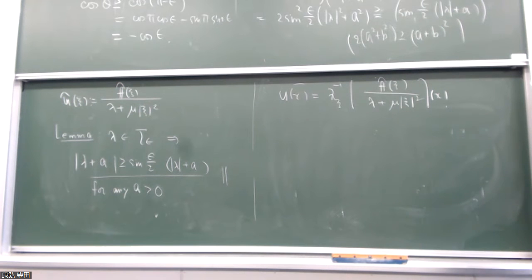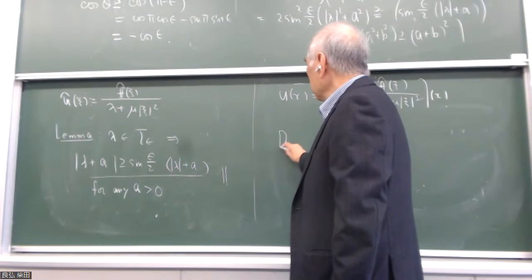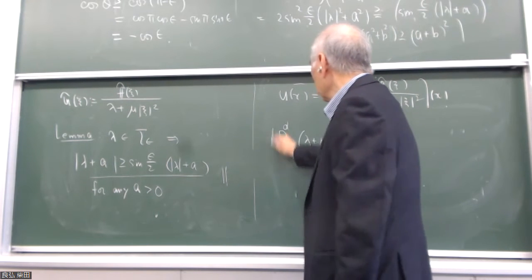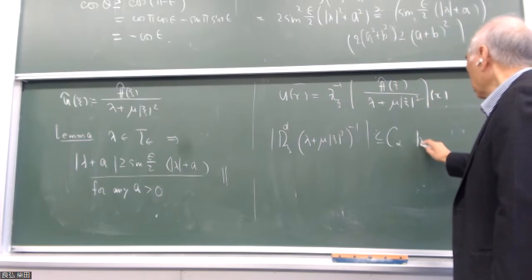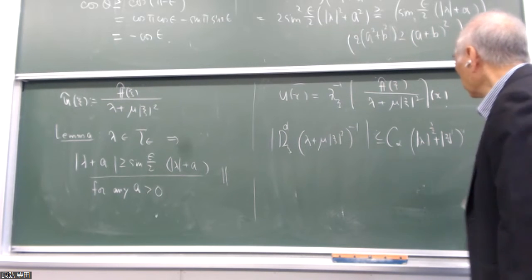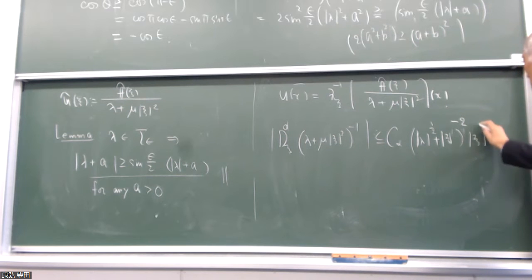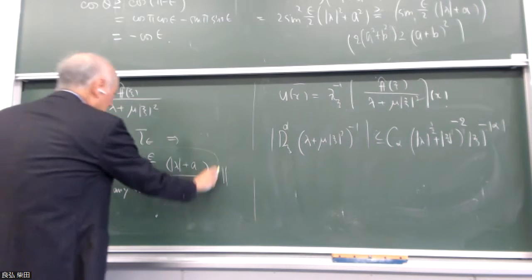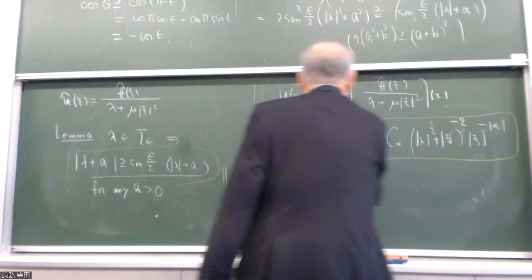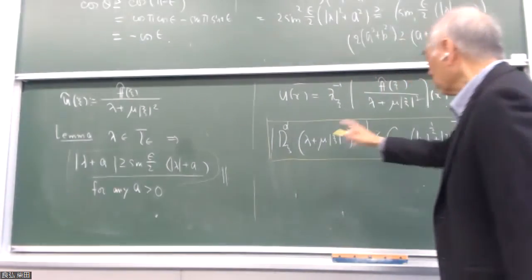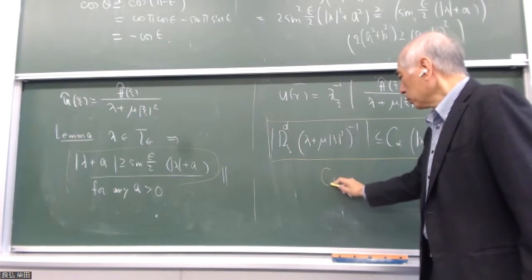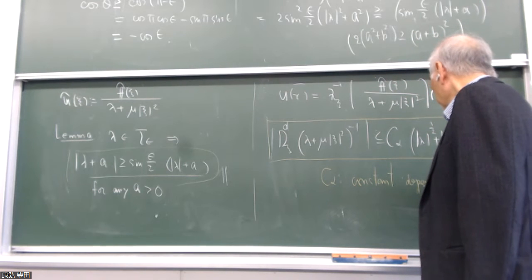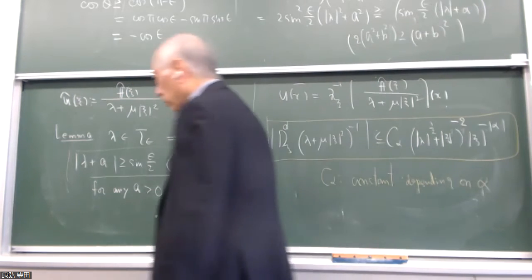Therefore, what we have to check is the multiplier condition. We can show this inequality by using this one. C alpha is some constant depending on alpha, and then you can get this one. C alpha is a constant. And then how to prove it?